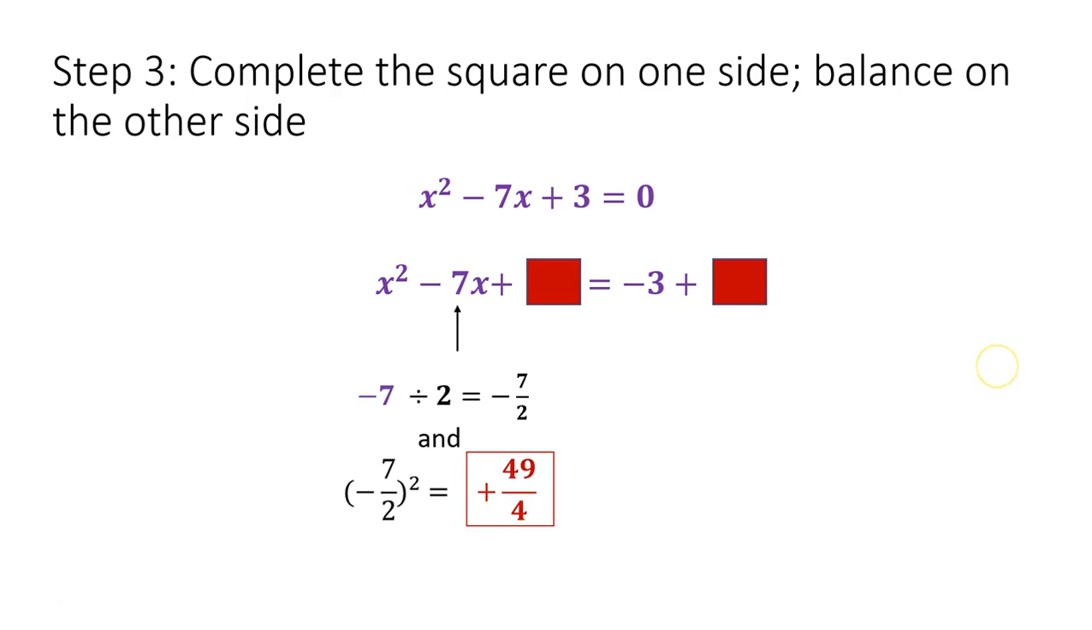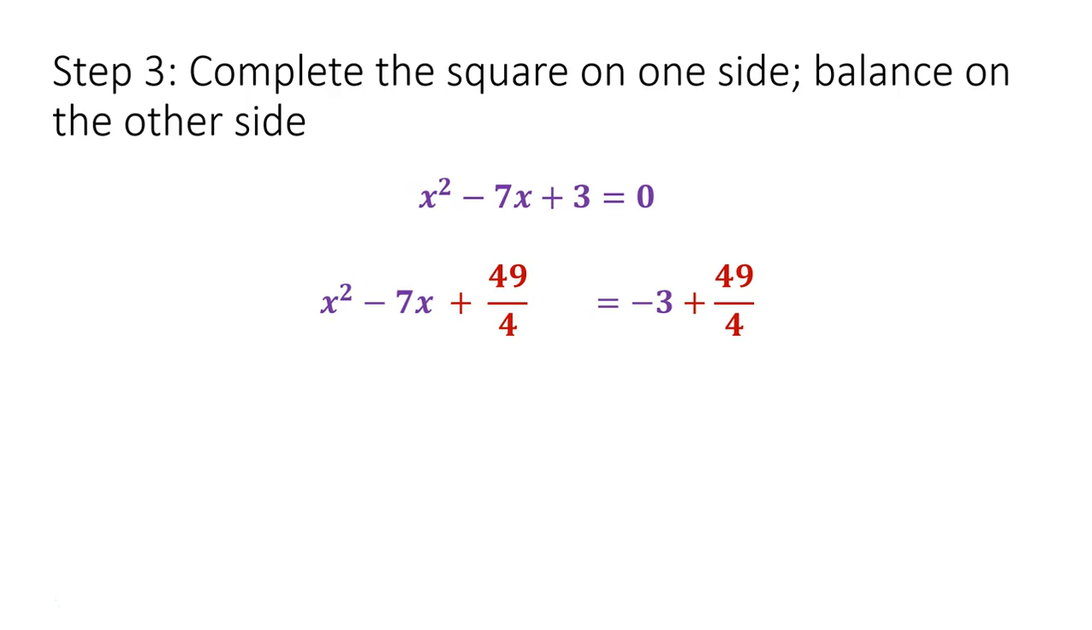So, negative 7 divided by 2 is the fraction negative 7 halves. And when we square negative 7 halves, we get positive 49 over 4. That's the number, and it's a fraction that we will have to add to both sides. And we do it right here.